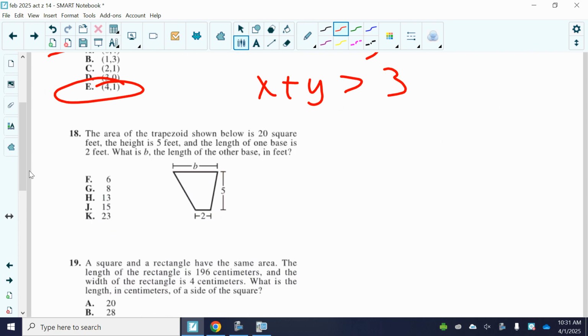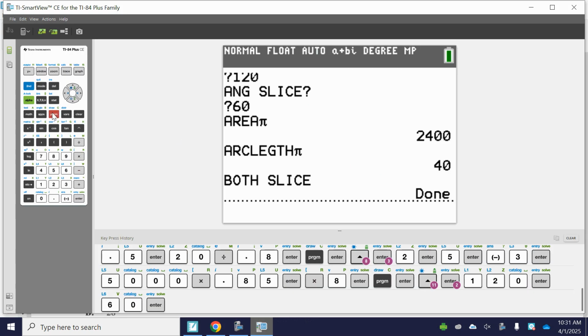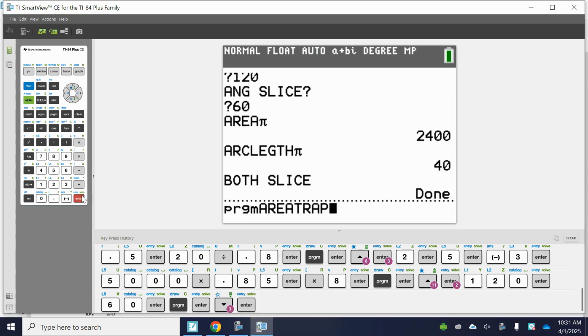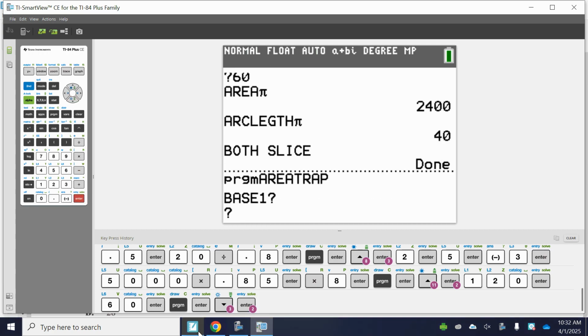This is area of a trapezoid backwards. So they're telling me the answer is 20 square feet. I just don't know what this is. So guess what I do when it's backwards? I take my program and go area of trapezoid and cheat by putting in the answers before they are done.